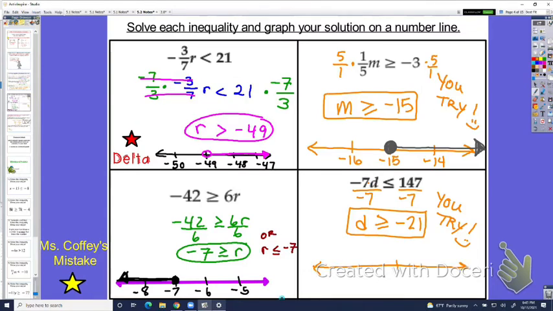Draw out the number line, -21 in the center, -20 to the right, -22 to the left. It is greater than or equal to, so that is another filled in circle on -21. Values that are bigger than -21 are to the right again.